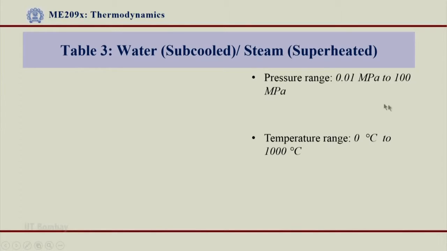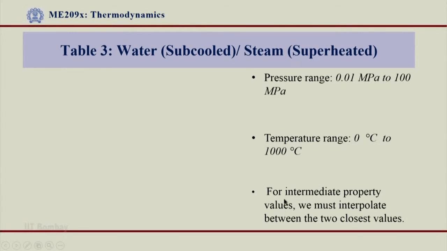Again, some increments are given with respect to pressures and temperatures, and for intermediate property values, we must interpolate between the two closest values. This is an approximation which is perfectly valid, and we have been using it in both table 1 and table 2. Let me now show you table 3 as an example, so that we can see how the values are given for different pressures and temperatures.